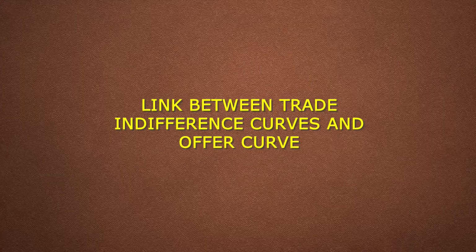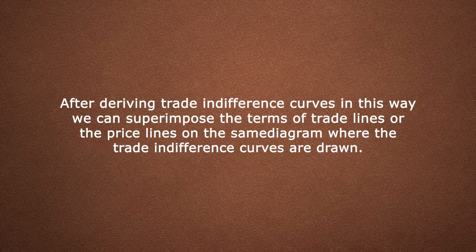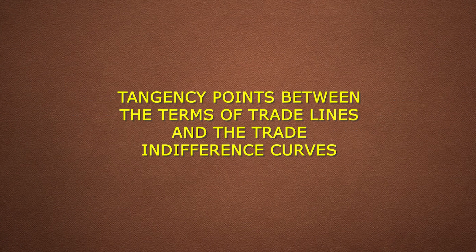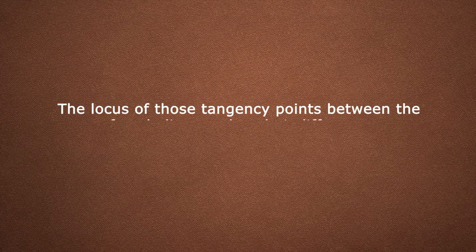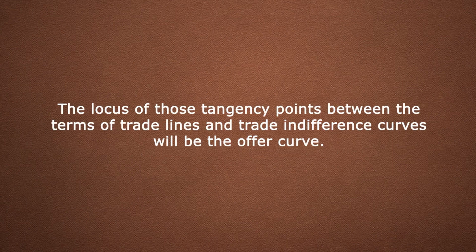Next, we can talk about the link between trade indifference curves and the offer curve. After deriving trade indifference curves in this way, we can superimpose the terms of trade lines or the price lines on the same diagram where the trade indifference curves are drawn. Then we can locate the tangency points between the terms of trade lines and the trade indifference curves. Now the locus of those tangency points between the terms of trade lines and trade indifference curves will be the offer curve.